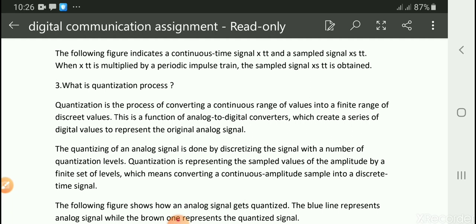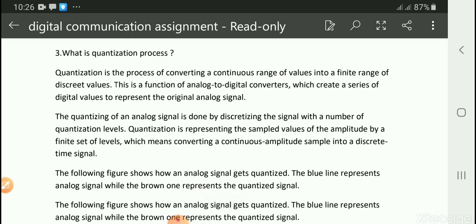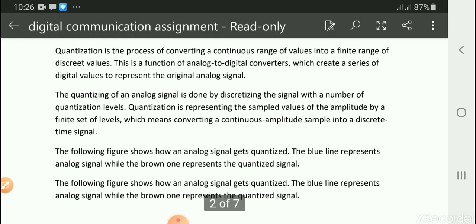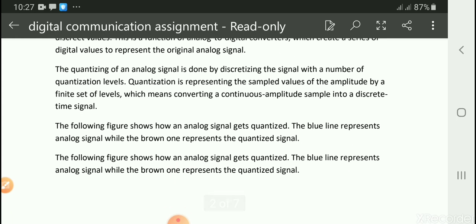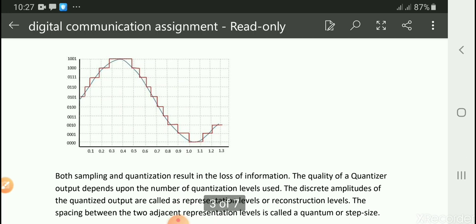What is the quantization process? Third question. Quantization is the process of converting a continuous range of values into a finite range of discrete values. This is a function of analog to digital converters, which create a series of digital values to represent the original analog signal. The quantization of an analog signal is done by discretizing the signal with a number of quantization levels. Quantization is representing the sampled values of the amplitude by a finite set of levels, which means converting a continuous amplitude sample into a discrete signal. The following figure shows how an analog signal gets quantized.